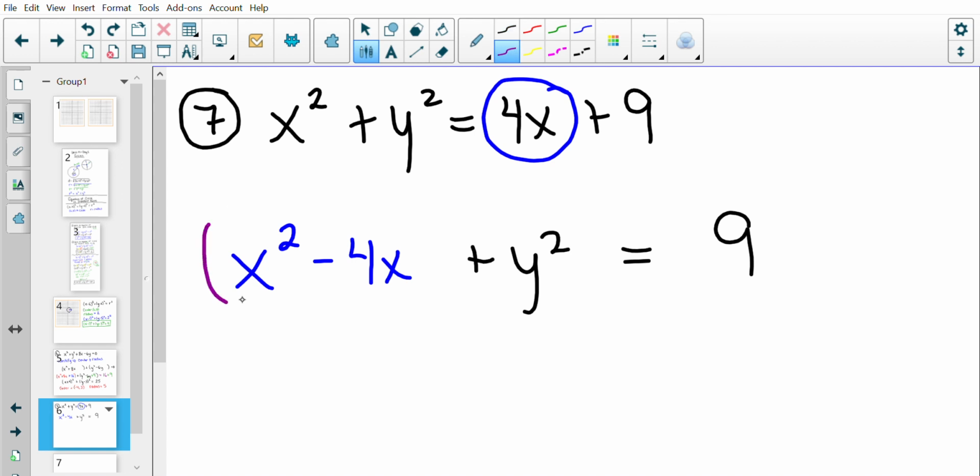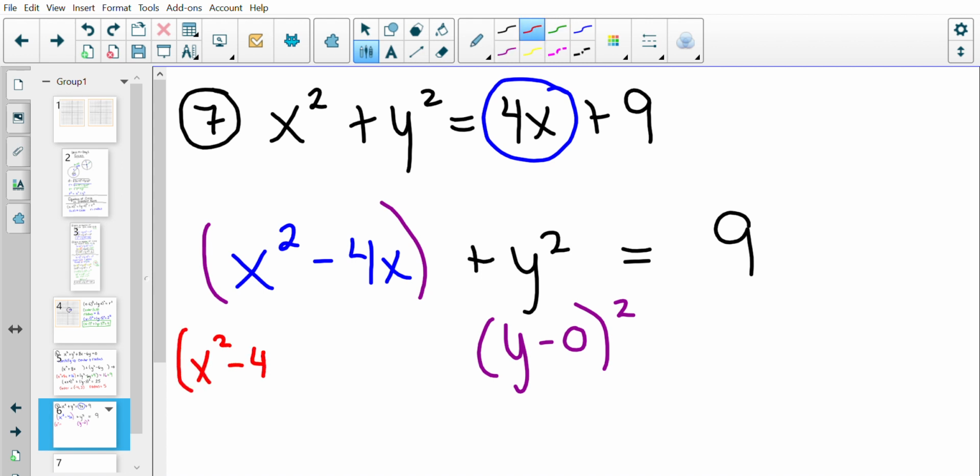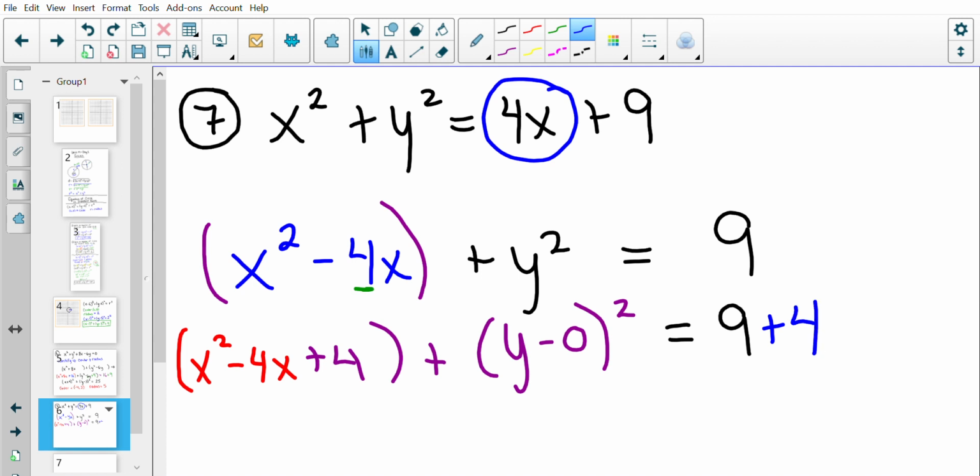So I'm going to group my x's together, and I'm going to complete my square for the x's. I don't need to complete my square for the y's because we can just represent this as y minus 0 squared. So it's already complete. Now, when working with the x's, I have x squared minus 4x. Remember, we're going to take half our x coefficient. So half of 4 is 2. 2 squared is 4. So I'm going to add 4 to the x's. And now to keep my equation balanced, I'm going to add 4 to the right side. So I'll add 4 to the 9.